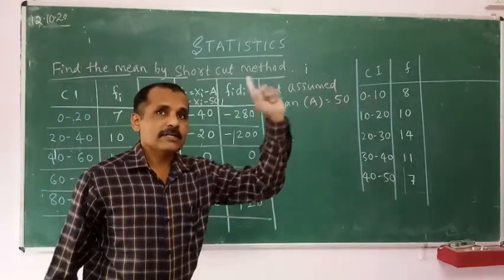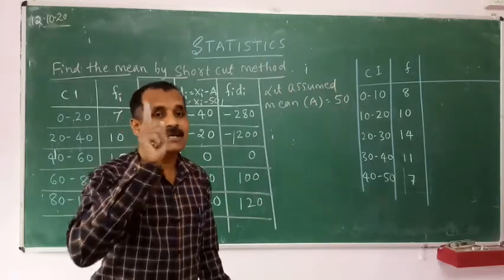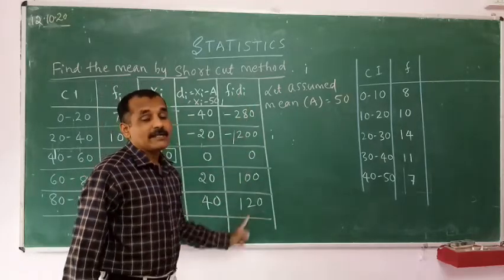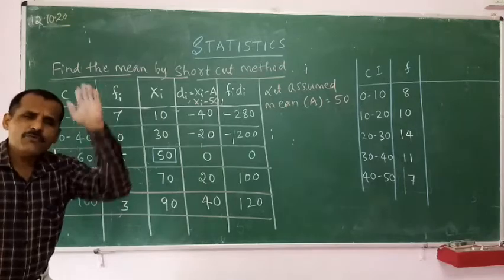For the direct method, the last column is fixi. That has to be added for the direct method. For the shortcut method, what is the last column? Fidi. That has to be added. But always, frequency should be added in every column.